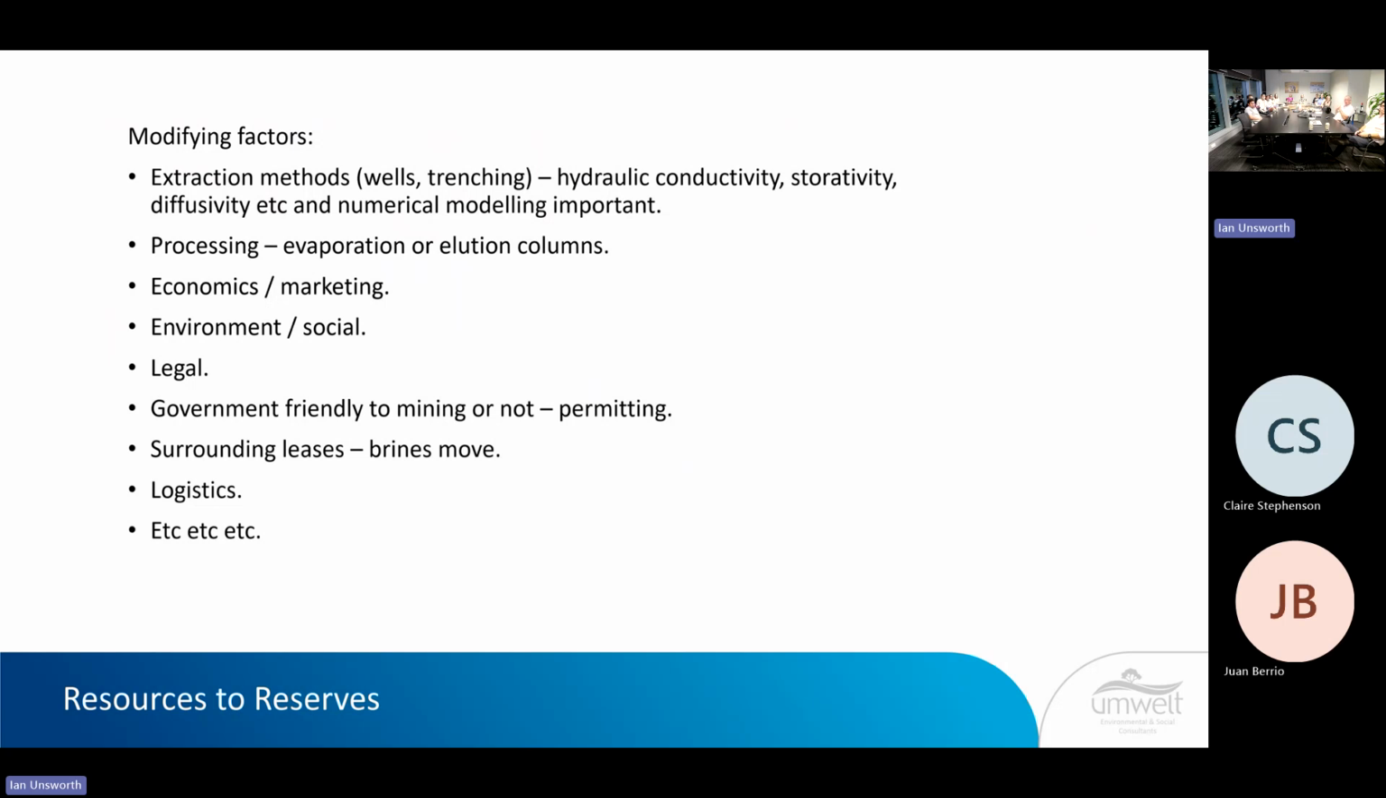So one thing I forgot to mention is that the QPs are a team, that qualified persons are not just hydrogeologists, but we get the economics and the environment and everybody else involved at some point.